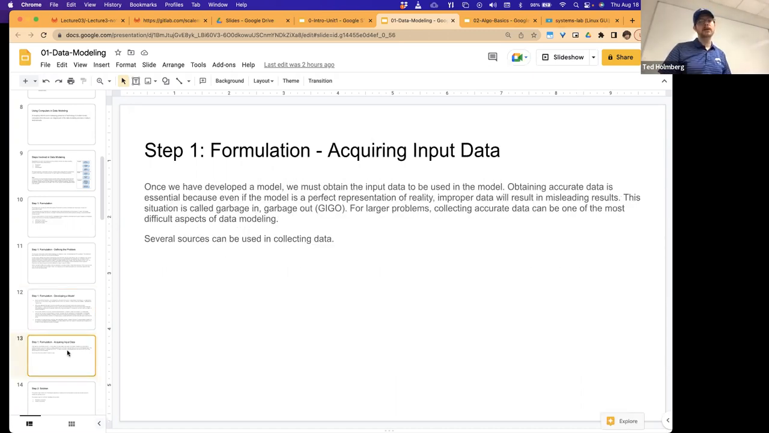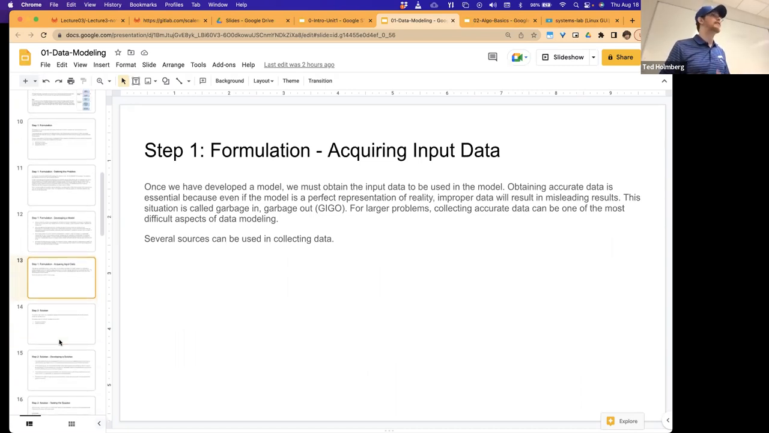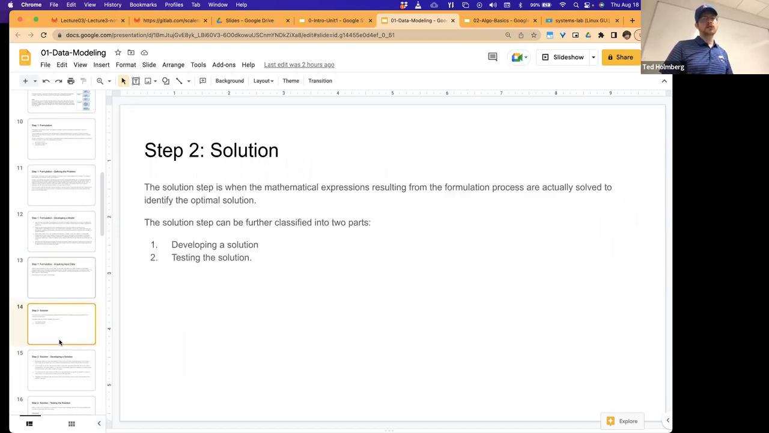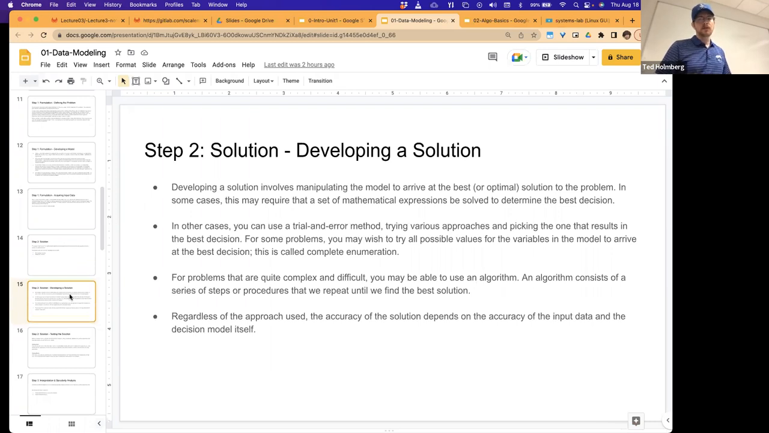Okay, so for acquiring input data, once we've developed a model, we have to get the input data into the model. So usually almost every kind of model, we have to tell it what the starting state is. And then step two is where we try to process a solution. The solution step is when the mathematical expressions resulting from the formulation process are actually solved to identify the optimal solution. It's broken into two parts, developing a solution, where we figure out how to use our model and manipulate our model so that we can evolve our initial state, our starting set of ingredients, into the final processed output that we want.